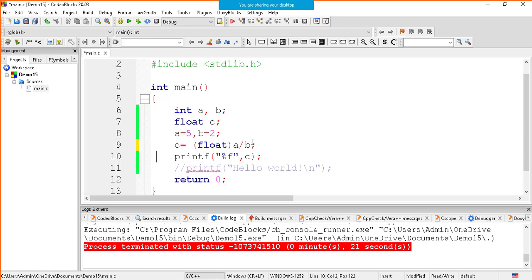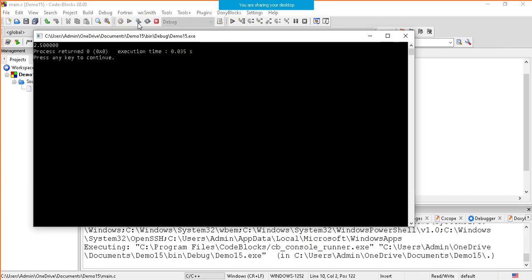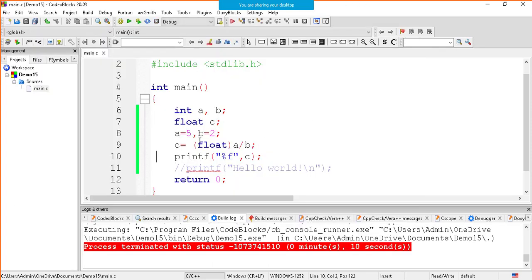So 5.0 upon 2.0, because the arithmetic operation has been performed in float, the answer is going to be float 2.5, and that 2.5 will go into C, and C is also a container which is a float. So now when I run this program, you can see the answer is 2.5, because my container was capable and I have converted this into a temporary float.